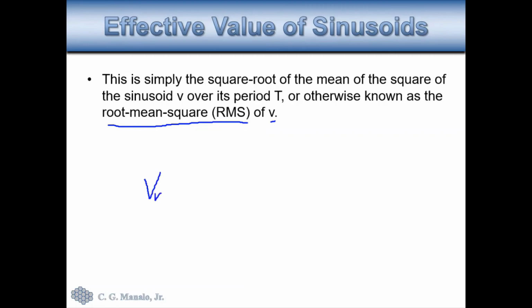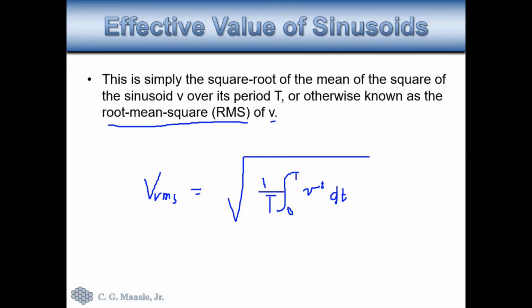The RMS value is really computed as the square root of the average of the integral of the square of the sinusoid. So that is a square there, over one period. So we take the average of that.